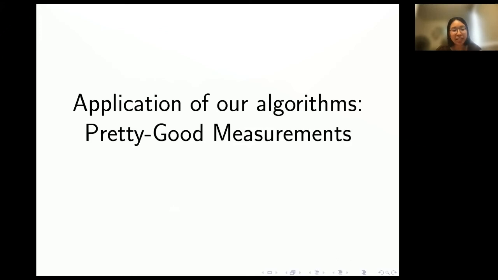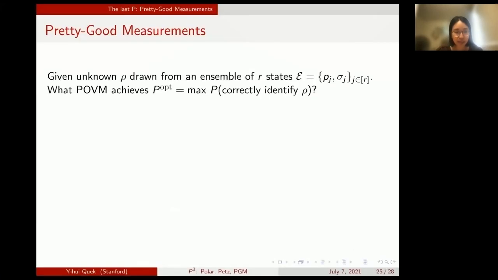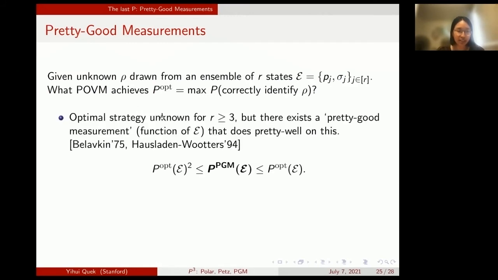So an application of both of the algorithms that I talked about just now, namely the Petz map and the polar decomposition, is that we can use both of them to implement pretty good measurements. So pretty good measurements are a type of quantum measurement that solve the following problem. Let's say that someone has handed me an unknown quantum state, which is drawn from an ensemble of states, each of which is the state sigma j produced with probability pj. Then what POVM can I do in order to maximize my probability of correctly identifying which j corresponds to this unknown rho? The answer to this question is the pretty good measurement.